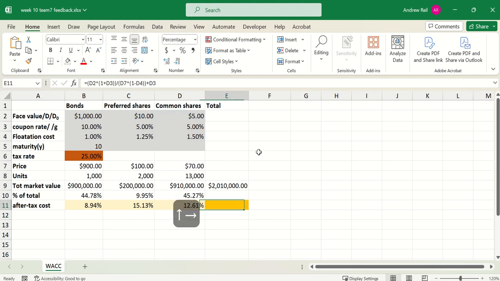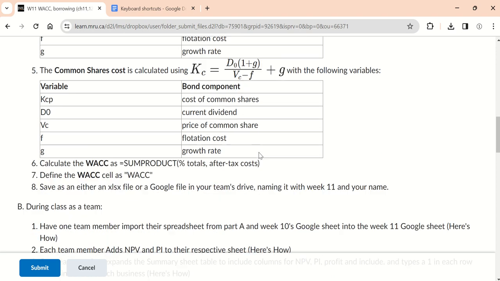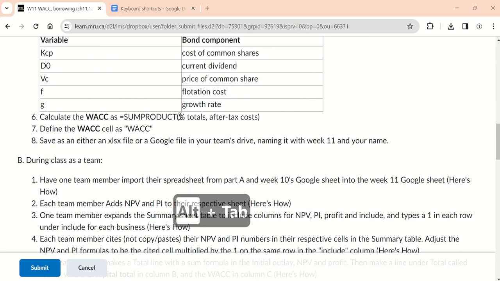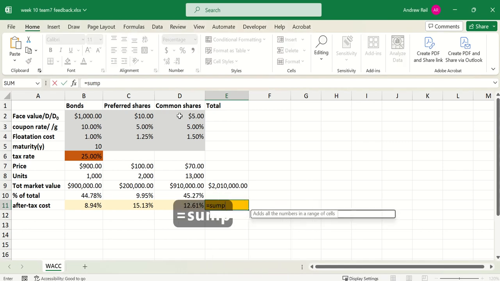There. Now it's the sum product of these, and it's sum product because they take whatever the after-tax cost of bonds multiplied by the percent total of that, and then add that to the cost of the preferred shares times by its percent, and then the after-tax cost times by common shares percent. And there's a formula that can do this. It's called sum product, and that's spoken of right here using the sum product. So that's equal sum product, and there it is.